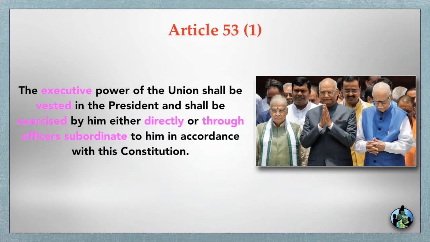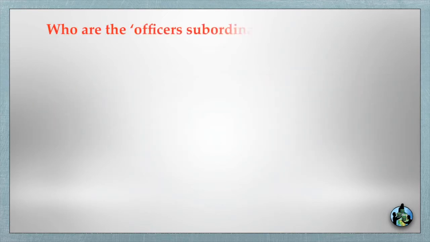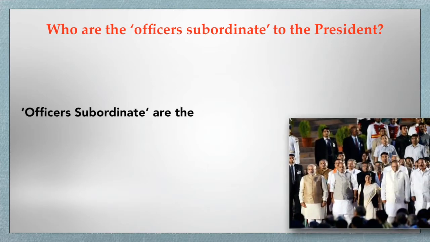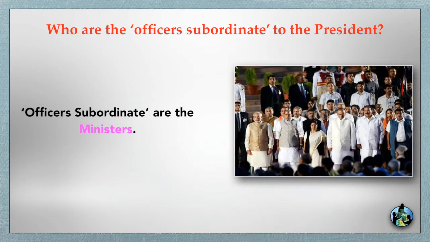It means all the executive power of the Union is in the hands of the President and he can exercise such power either himself, that is directly, or through the officers subordinate to him. Now, the question is, who are the officers subordinate to the President? Officers subordinate are the ministers.